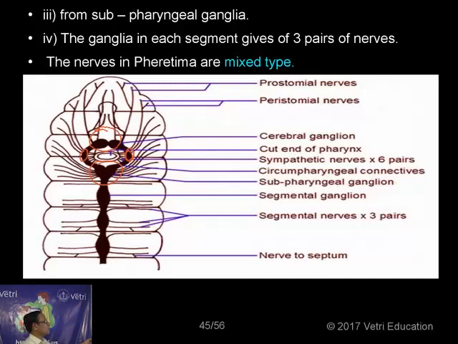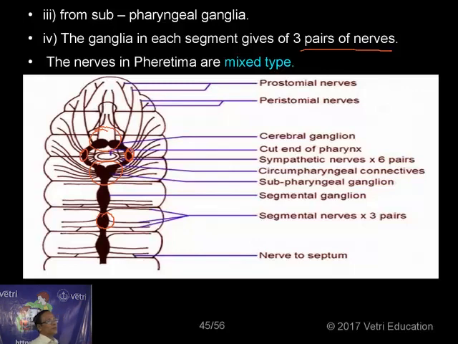So nearly 8 to 10 pairs of nerves arise from the cerebral ganglia, connecting to the various anterior parts of the body. Now in each segment we have a segmental ganglion, and from each segmental ganglion 3 pairs of nerves arise. So the peripheral nervous system includes those nerves arising from the circumpharyngeal connective, suprapharyngeal ganglia, subpharyngeal ganglia and the segmental ganglia.